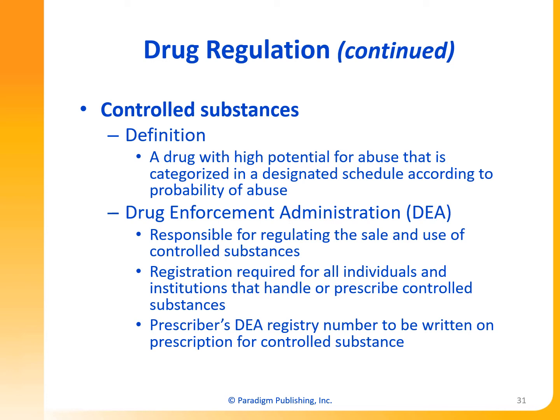Okay, now we're going to talk about controlled substances. A controlled substance is defined as a drug with high potential for abuse that is categorized in a designated schedule according to probability of abuse. The Drug Enforcement Administration, the DEA, is the second regulatory body that you're going to hear about a lot in pharmacy. So you're going to have the FDA and the DEA. The DEA is responsible for regulating the sale and use of controlled substances. Registration is required for all individuals and institutions that handle or prescribe controlled substances.